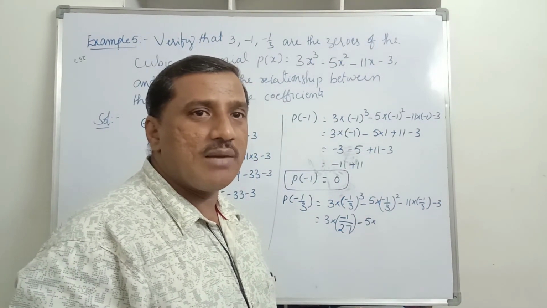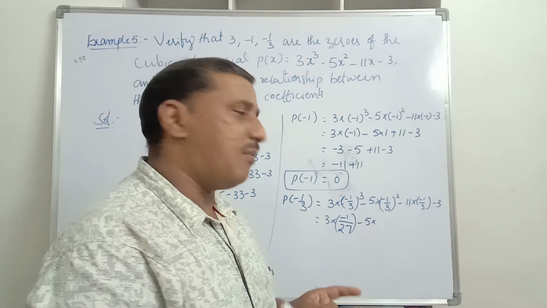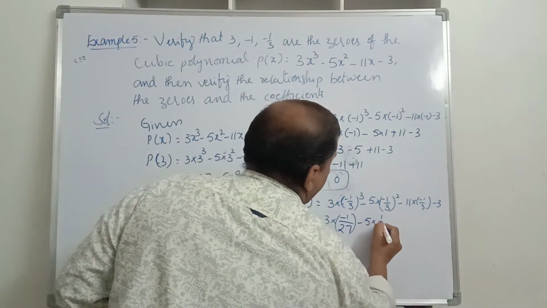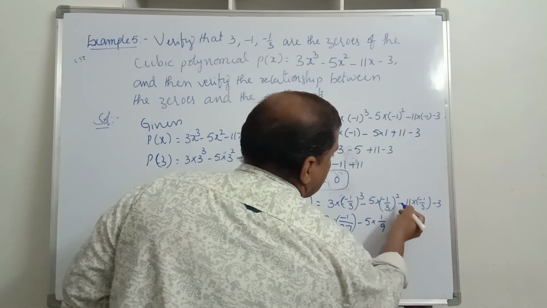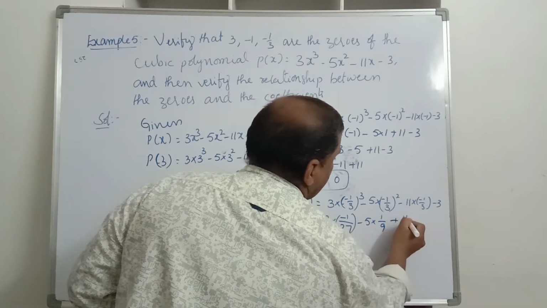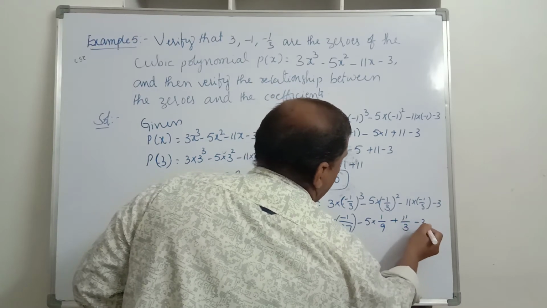Minus 1 whole square means minus 1 into minus 1, it is plus 1. 3 square is equal to 3 into 3, it is 9. Therefore, we get 1 by 9. Next, similarly, minus into minus it is plus. 11 into 1 it is 11. 11 by 3 minus 3.